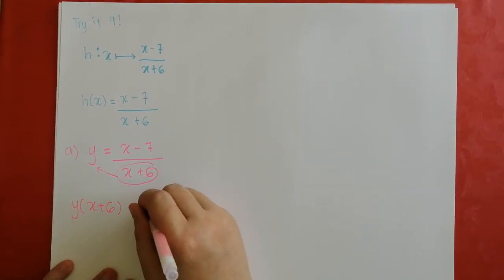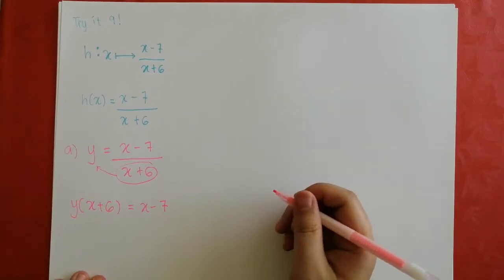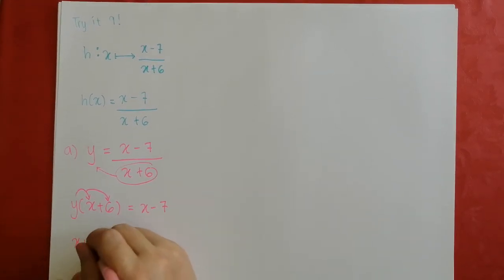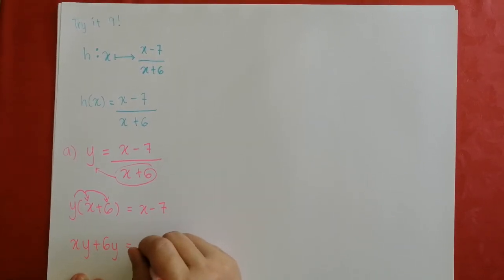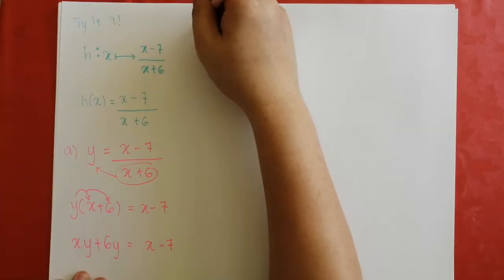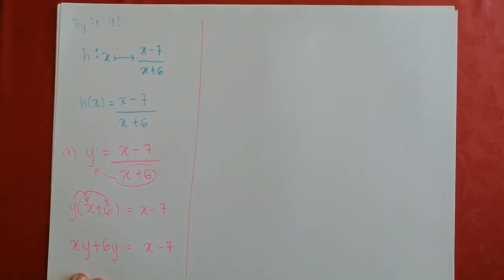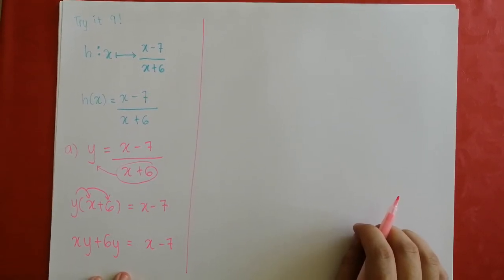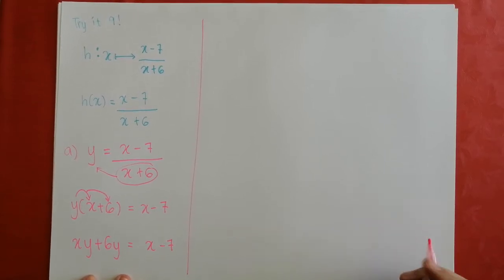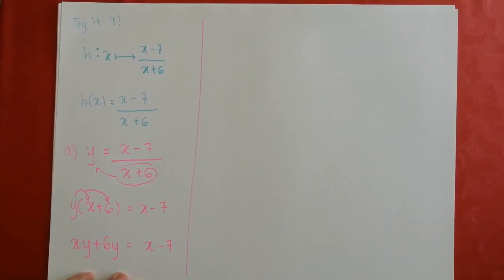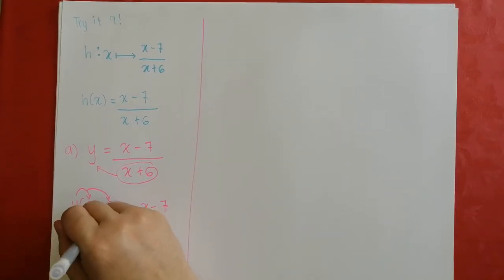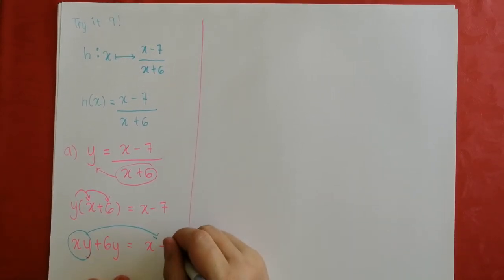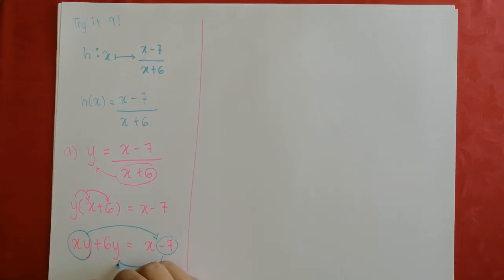Okay, so you have that. What happens next will be expand. Open up the bracket. Therefore, you have xy plus 6y equals x minus 7. Our aim here is to make x the subject. So we want x to be alone. So what we have to do, we need to move all the x to one side and all the non-x to the other side. So let's move that xy to the right, and this minus 7, let's move it to the left.